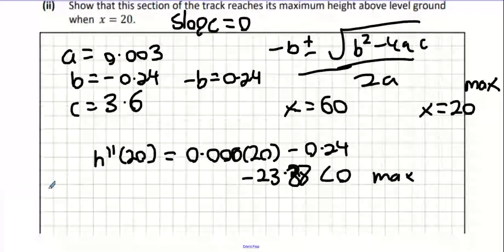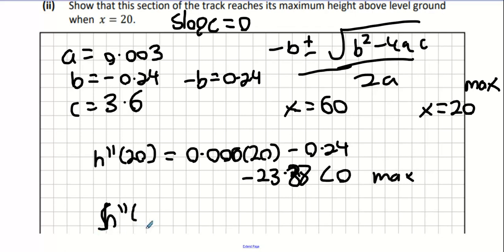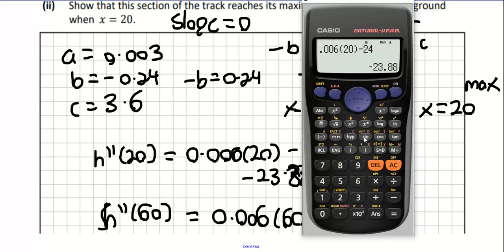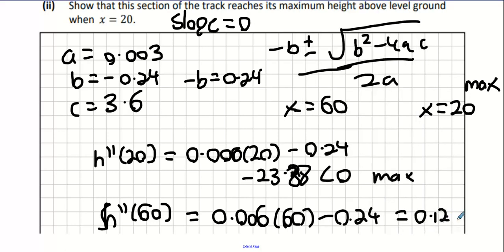And vice versa. If you did the second derivative for 60, and you proved that it was bigger than 0, you'd prove that it is a minimum. So sub in 60 here. Oh, that is also a minimum. So 60 is actually also a minimum. Yeah, it's actually 0.24. That's 0.12, which is bigger than 0.